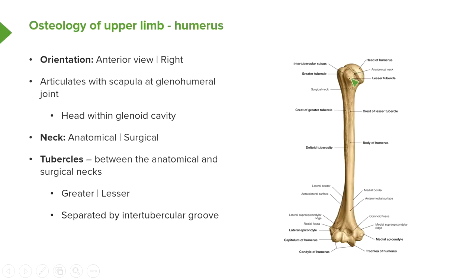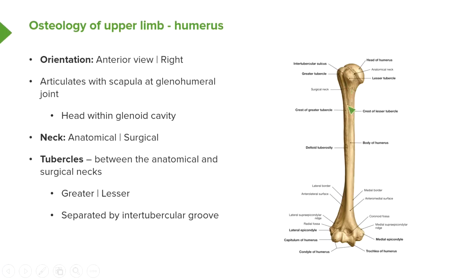The second neck I want to talk about is the surgical neck, and that runs around the humerus below, or inferior to, these two tubercles. Let's concentrate on the tubercles for a moment. We have the greater and the lesser tubercles, and these are important in offering sites for muscles to attach. So importantly, the rotator cuff muscles attach to the greater and the lesser tubercles, and these two tubercles are separated by a groove which we can see here, and this is known as the intertubercular sulcus, or the intertubercular groove, and it runs between the two tubercles.